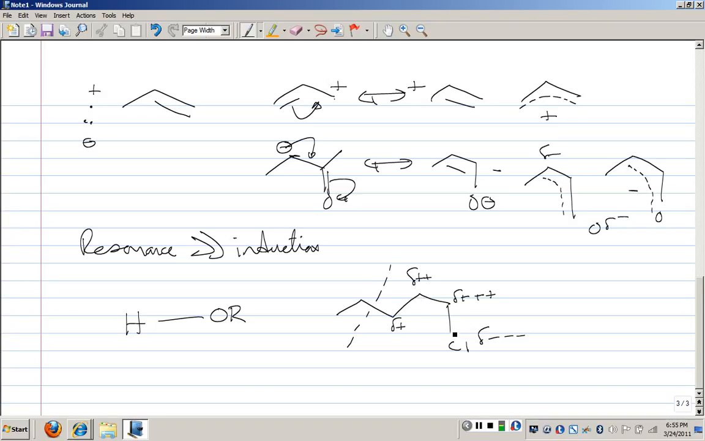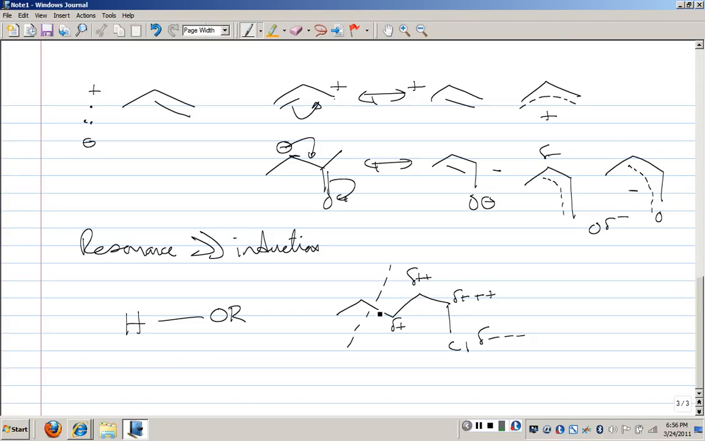So induction is very strong along the first bond. It is modest along the second bond. It is weak along the third bond, and for most intents and purposes, vanishes beyond bond 3. Okay? So induction is very strong along the first bond, modest along the second bond, weak but present along the third, and for all intents and purposes, 95% of the time, it disappears beyond the third bond.